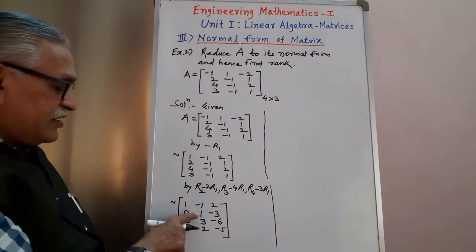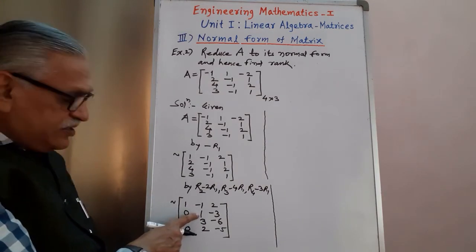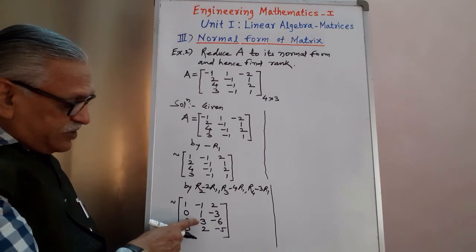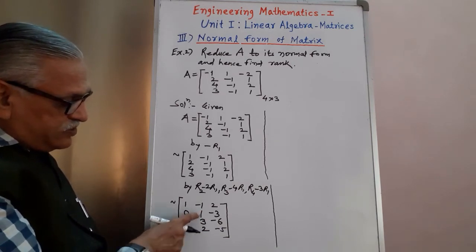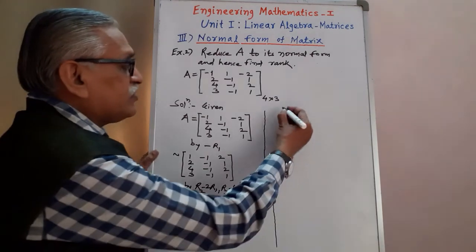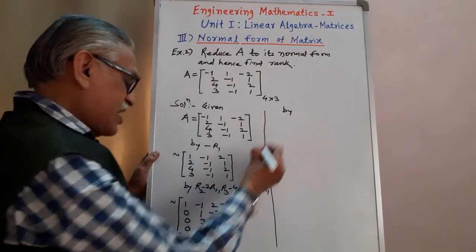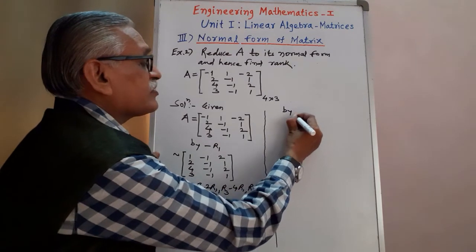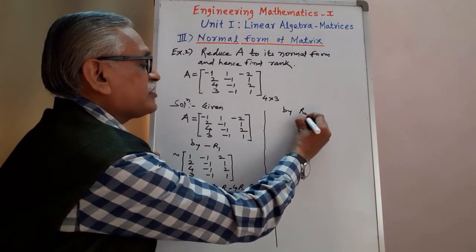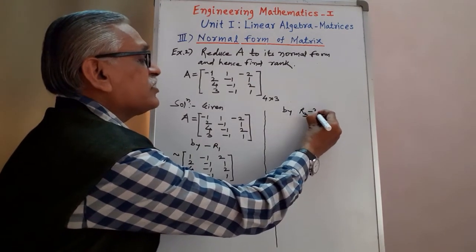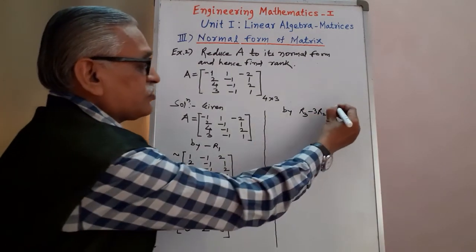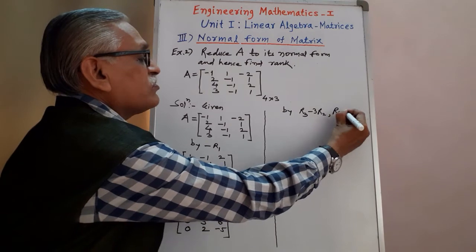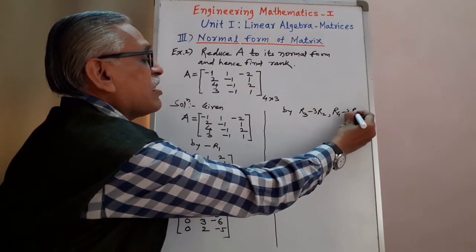Okay, then using the second diagonal element 1, we try to convert the remaining two elements below it to 0. 3 minus 3 we get 0, 2 minus 2 we get 0, and therefore the transformations required are R3 minus 3 times R2, and R4 minus 2 times R2.